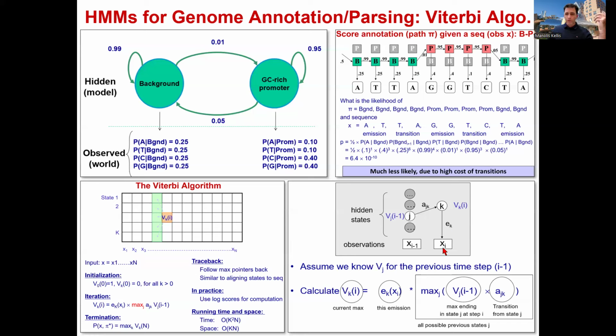And this was the actual equation: the current maximum will be the emission probability times the maximum of this coupled choice of choosing the best previous one, as long as the transition is not too costly. Okay, so it's the product of the previous maximum and the transition. Any questions so far?